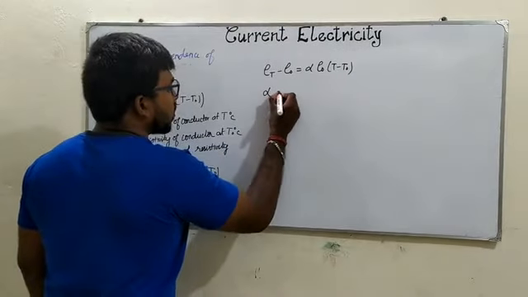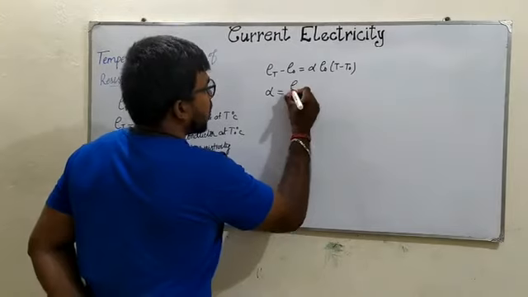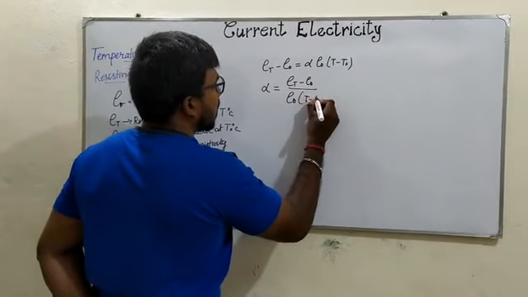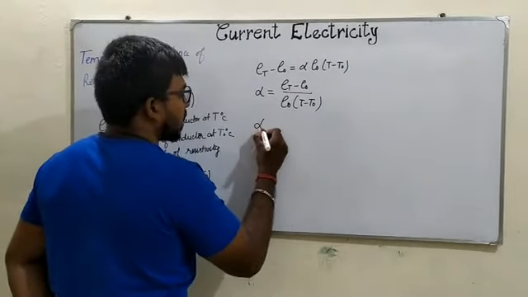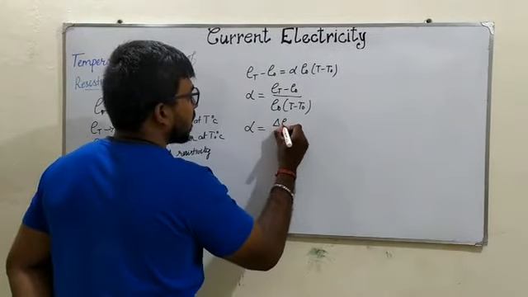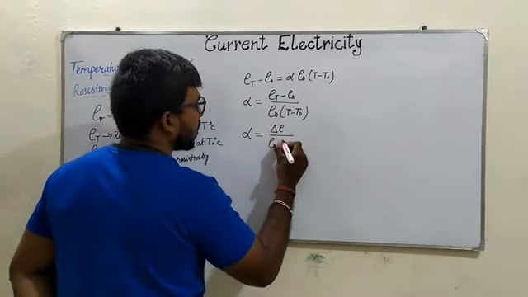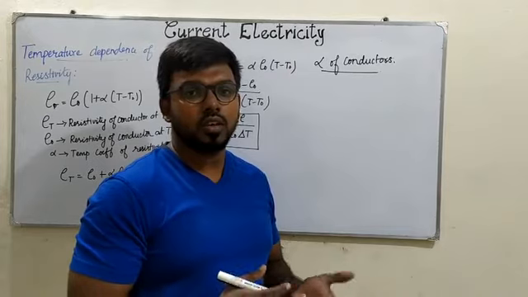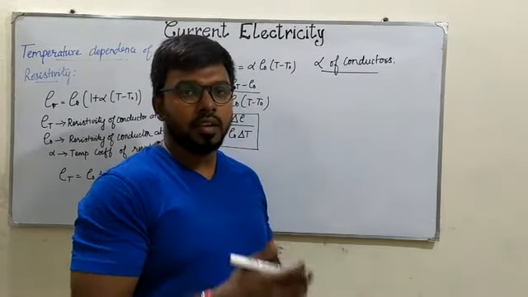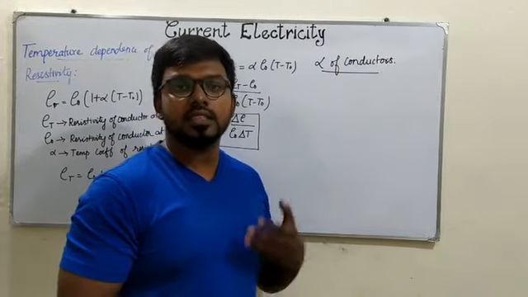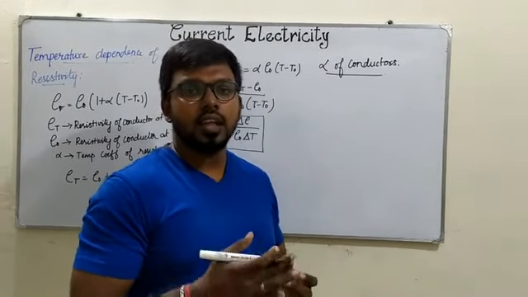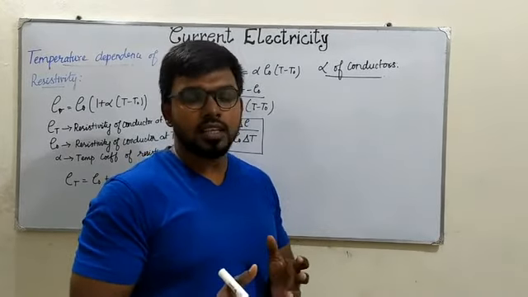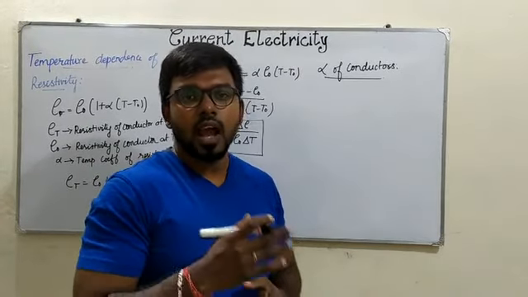We need the temperature coefficient. So alpha is equal to rho T minus rho naught by rho naught into T minus T naught, which can be written as del rho by rho naught into del T. So this is the temperature coefficient of resistivity for conductors. When temperature increases in conductors, the resistivity also increases. As a result, the electrons' average kinetic energy also increases. Let us consider the temperature to be absolute temperature.